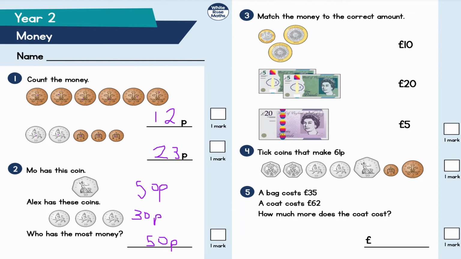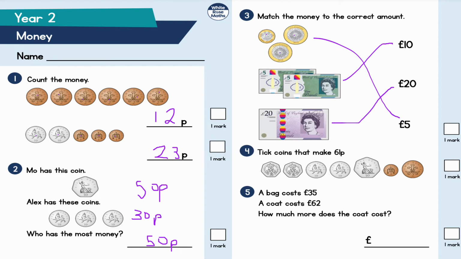This is question number 3. Match the money to the correct amount. Okay, 2, 4, 5. That's equal to £5. Okay, 5, 10. 5 and 5 is 10. And that's a £20 note. Okay, and there are 2 £5 notes. 5 times 2 is 10, or 5 and 5 is 10. That's a £2 coin, a £2 coin, if you can't see it very well, a £1 coin. 2 plus 2 is 4, add the 1 is 5.